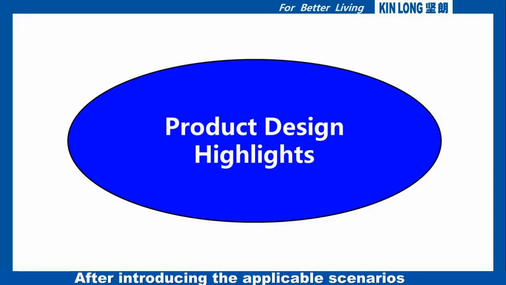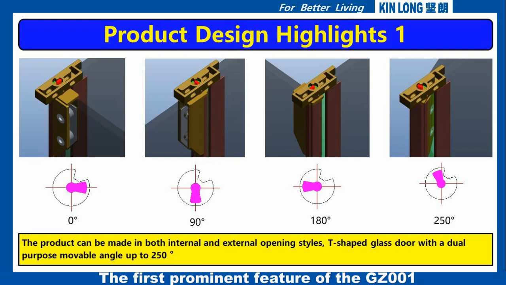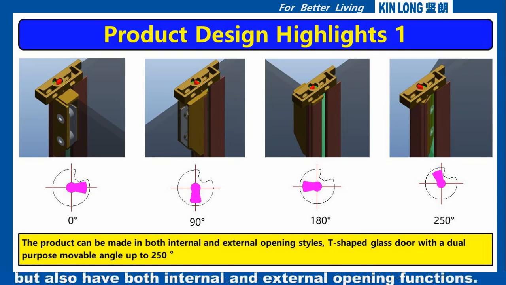After introducing the applicable scenarios and selection of the product, how can we introduce the design highlights of the product to customers? The first prominent feature of the GZ001 series of products is that they can not only be opened either internally or externally individually, but also have both internal and external opening functions. Especially for a two-purpose T-shaped door, the rotation angle can reach 250 degrees.